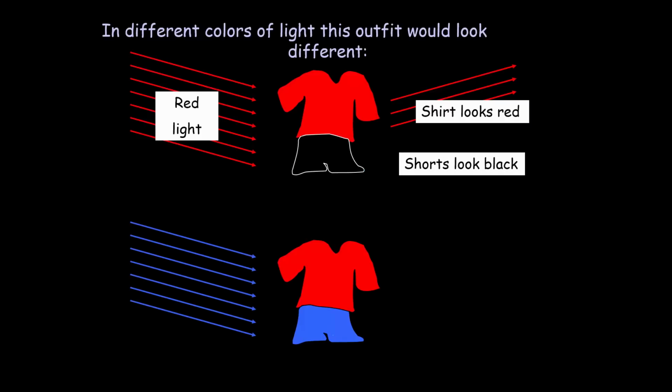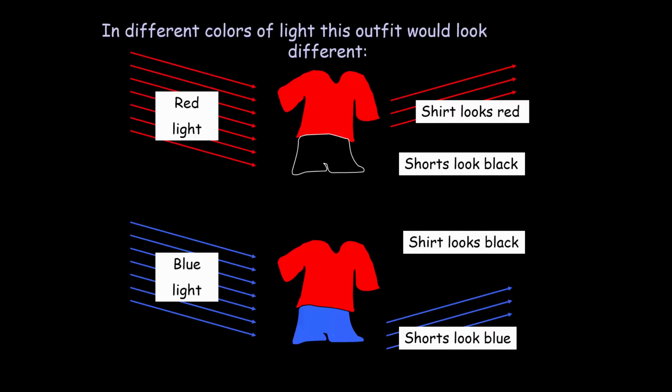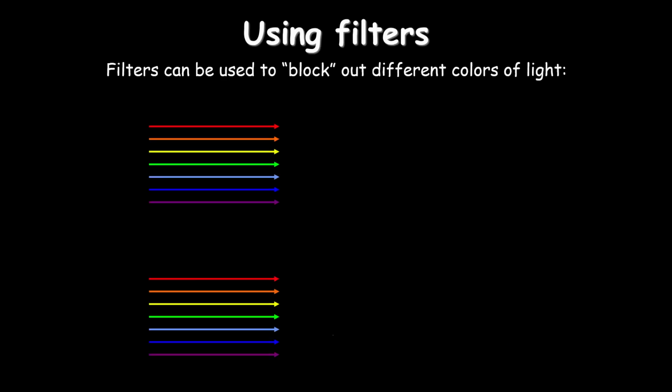Another example, if we flip it, now we hit it with blue light. The blue is reflected off of the shorts, so we see blue. But the red coloration, the red pigment in the shirt absorbs the blue light, so it looks black. Okay, remember, black is the absence of light. So that means that it must be absorbed. Okay, hopefully that makes some sense.